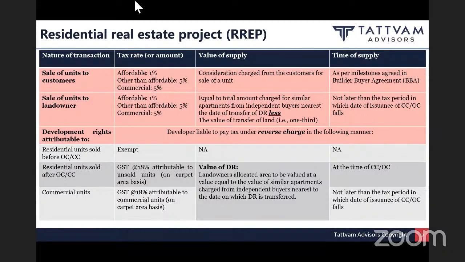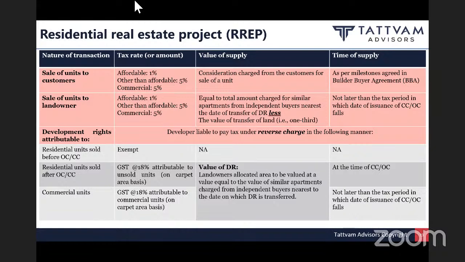And time of supply is any time before OC. So developer can pay tax not at the time of allocation, but any time before obtainment of OC. So if I have done allocation today, but OC is received after 4 years, my tax liability arises at the time of OC, and I can discharge before that. The tax liability is not at the time of allocation to the landowner. So there will be a tax implication on developer on this allocation to the landowner, 5% GST, market value of the nearest flat will be the value for discharging GST, and he can pay GST anytime before OC.